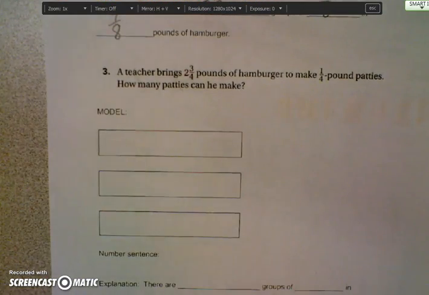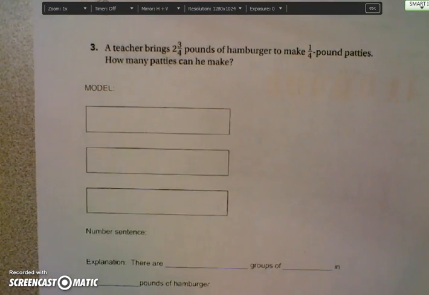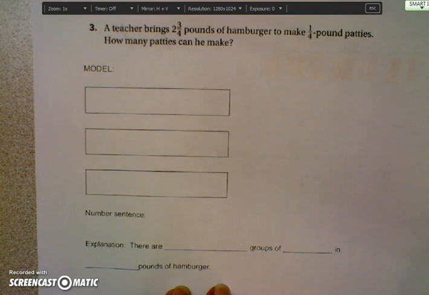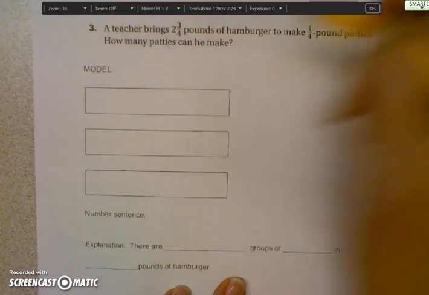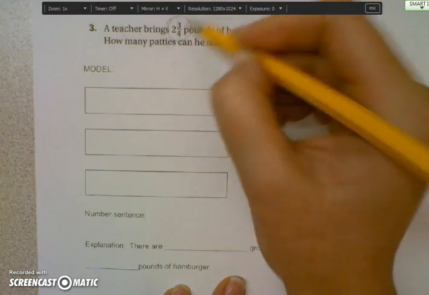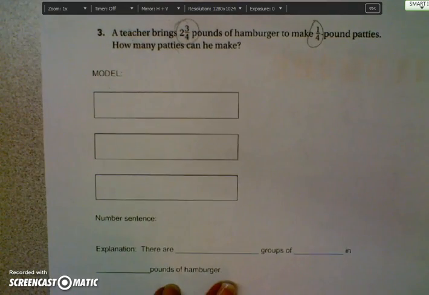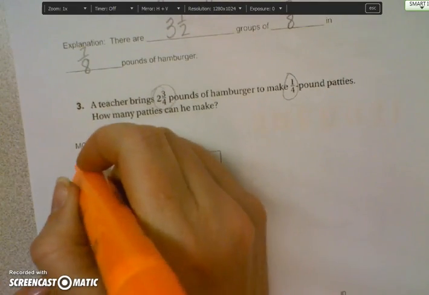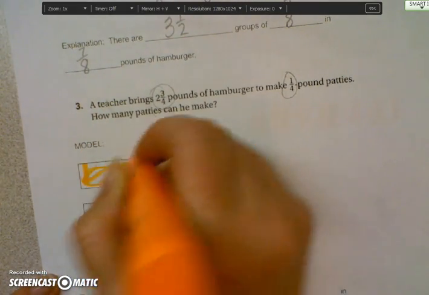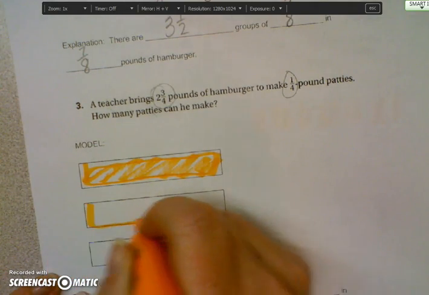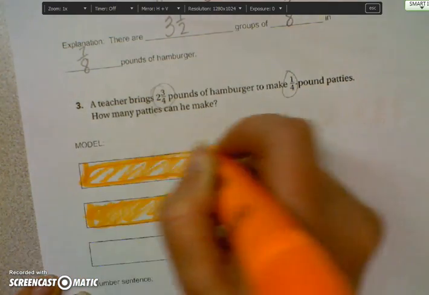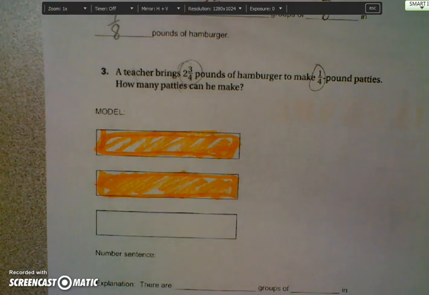Our third problem is we've now got 2 3/4 pounds of hamburger, and we're going to make 1/4 pound patties. So we're starting with 2 3/4 pounds. That means I've got 1 whole pound, so this is all shaded. 2 whole pounds, this is all shaded, so this is all my burger meat. And then I have 3/4 of another pound, so I have to shade in 3/4.